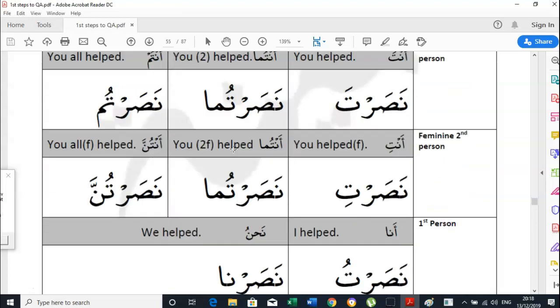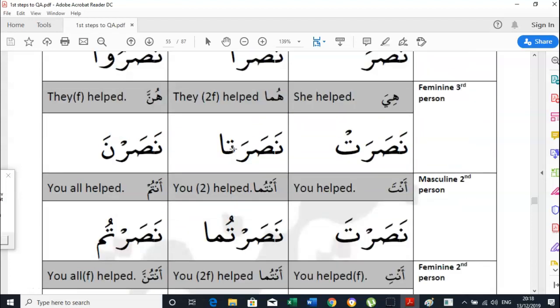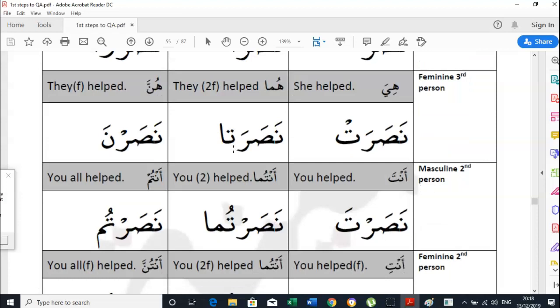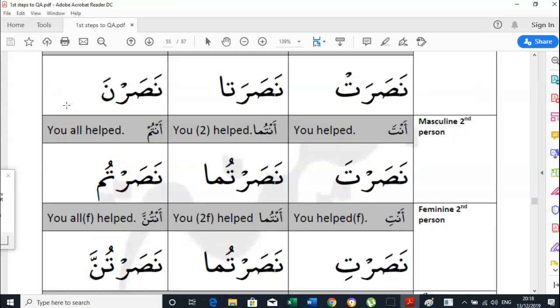That's something else as well. Nasara, nasarata, nasarat, nasartuma, nasartuma again. For the feminine plural one, there's always a noon at the end. So all of these things, you don't have to make note of this. It should be in your mind. These are the signs that you should have in your mind.